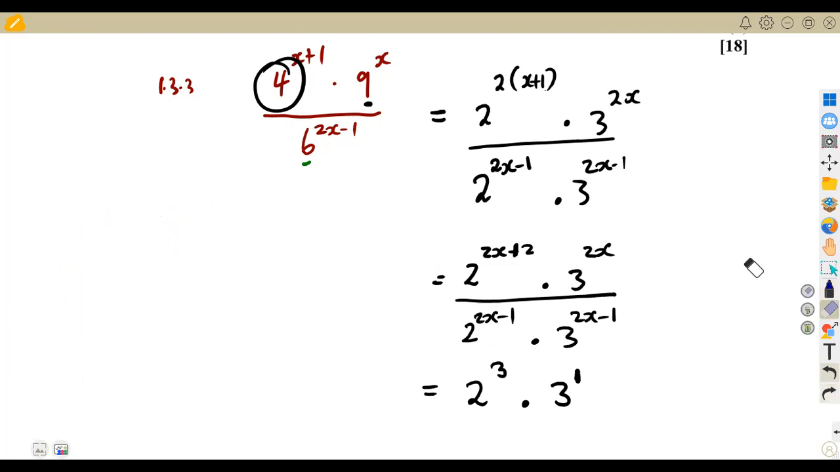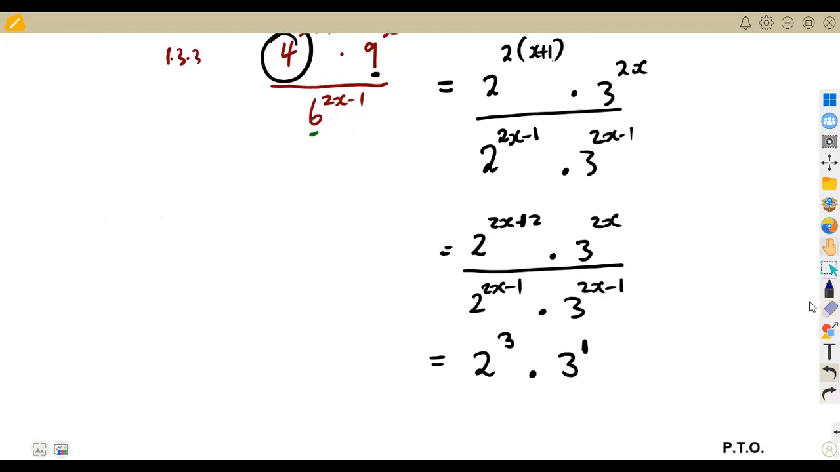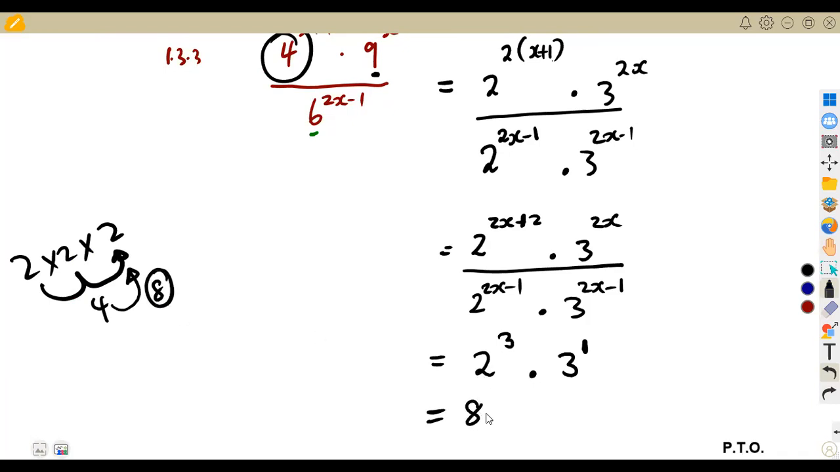So the question is, yes, I'm now having 2 to the exponent of 3 being multiplied by 3 to the exponent of 1. But can I simplify this? This one we can simplify. Remember, 2 to the exponent of 3 simply means 2 times 2 times 2. That's 2 times 2, which is 4. Then 4 times 2, which is 8. So that's 8 times 3 to the exponent of 1, which is 3. Remember, any number to the exponent of 1 remains as it is. Then you can multiply 8 times 3, which is going to give us 24 at the end.